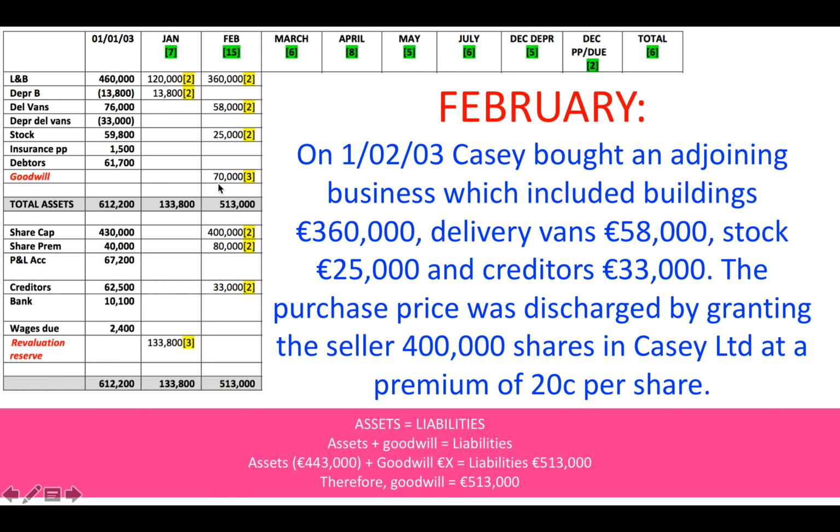So we're going to put that into goodwill in the assets. Goodwill is an intangible fixed asset. So it is the established reputation of a business when it is being purchased by another business. So that is February complete. So you can see an awful lot of marks going for February, and they're very easy marks. The only one that you need to really remember is goodwill.